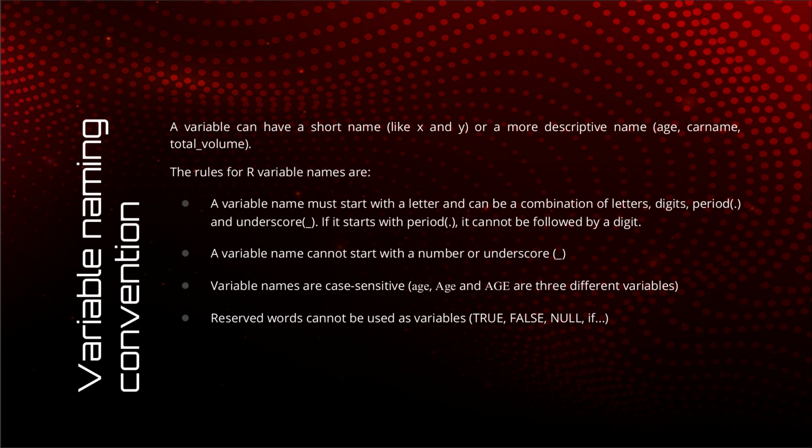Now apart from this, there are several other rules. One of these is that a variable name must start with a letter, and the variable name can be a combination of letters, digits, period, which is the full stop, and underscores. A thing to keep note of is that if it starts with a period, it cannot be followed by a digit. The second character has to be a letter. A variable name cannot start with a number or an underscore. You will get an error.